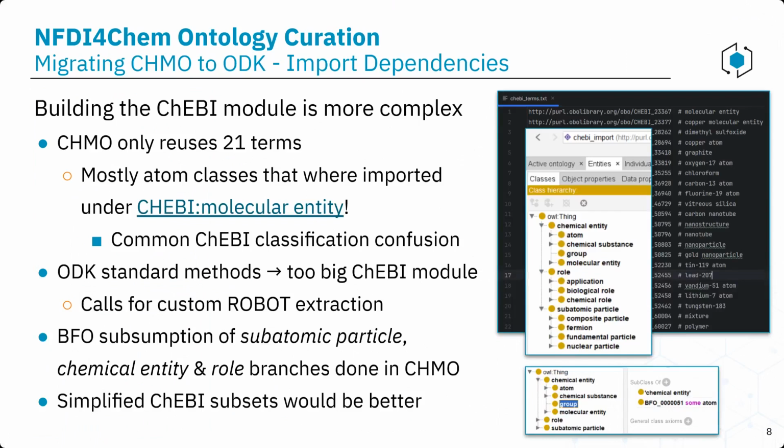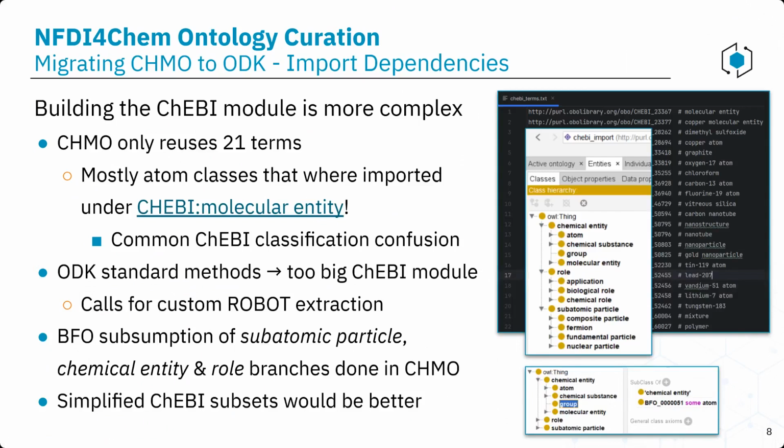And as a last example of the challenges around building CHMO import modules, I wanted to highlight that CHMO currently reuses only 21 terms from ChEBI. But unfortunately, the default ROBOT extraction methods pull out too much from ChEBI when building an import module. So we have to further analyze why this is the case.